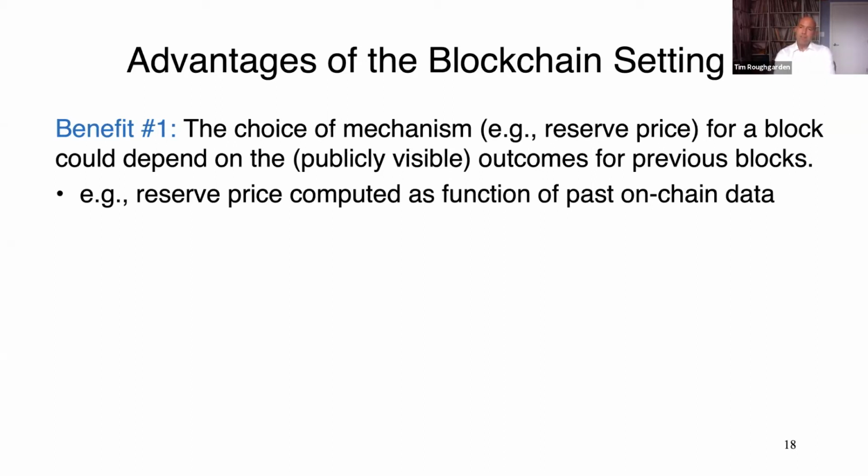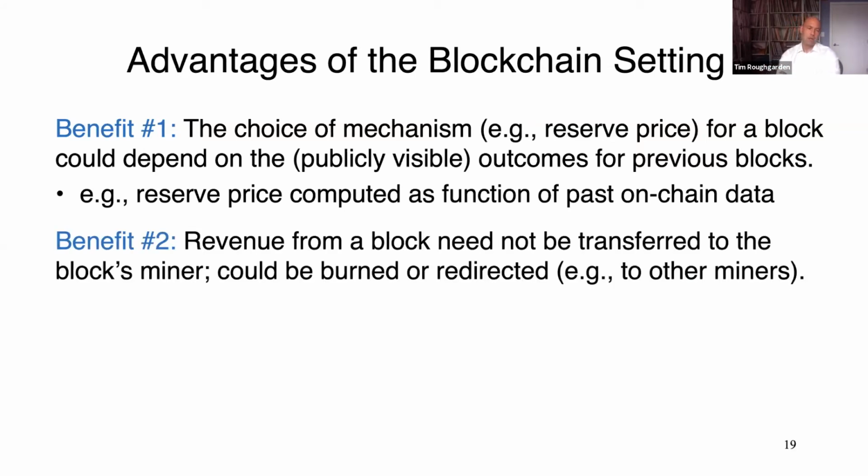So first of all, one of these auctions does not occur in a vacuum, right? In Ethereum, every block, every 13 seconds, an auction is being run. And moreover, the outcomes of all of the past auctions are recorded on chain. So for example, you could use a different mechanism from block to block, depending on what's happened in the past. For example, you could adjust a reserve price automatically based on what's happened in the past. So that's the first thing. There's lots of public data that we can use to choose a mechanism.